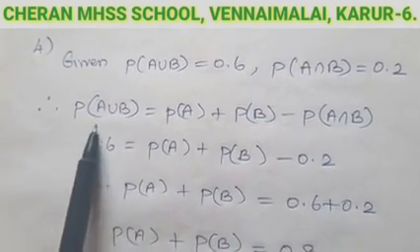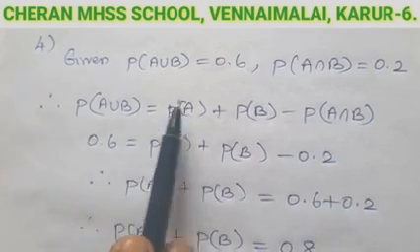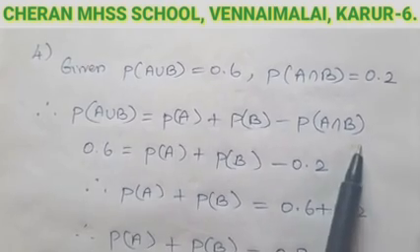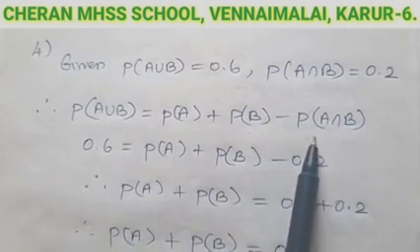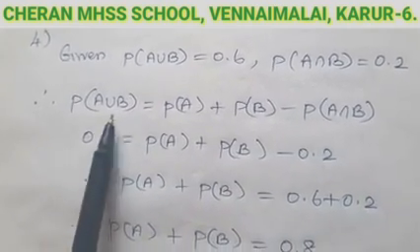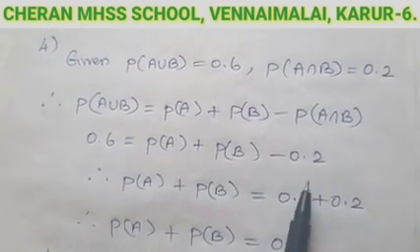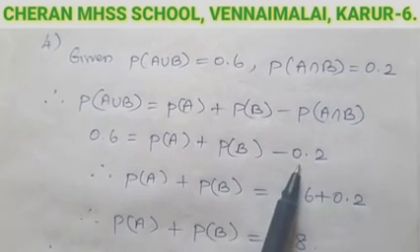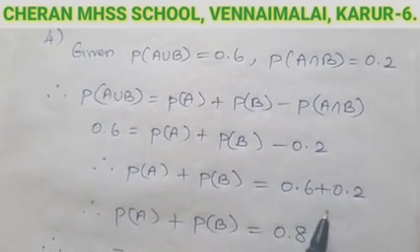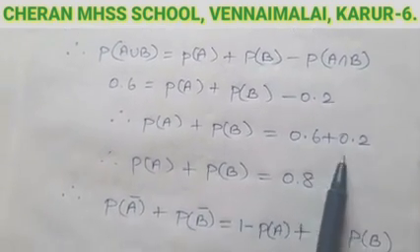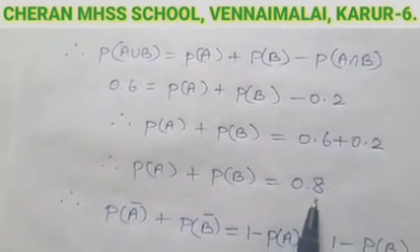Therefore, P of A union B we find first, because the values are given, we substitute. So, we write the formula P of A plus P of B minus P of A intersection B. The direct value is written, this we don't know, we have to find. So, we write the value, bring this minus 0.2 this side, it will become plus. So, P of A plus P of B is equal to 0.6 plus 0.2, which is 0.8.